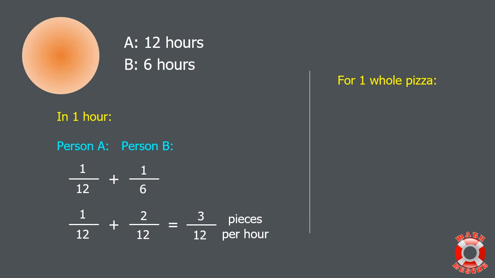To find this, we just flip the answer, or just interchange the position of the numerator and the denominator, to find the time it takes for both persons to consume the whole pizza together. So, the answer is 12/3, or 4 hours. This is the total time it takes for person A and person B to finish eating the whole pizza, or should I say, eating together.